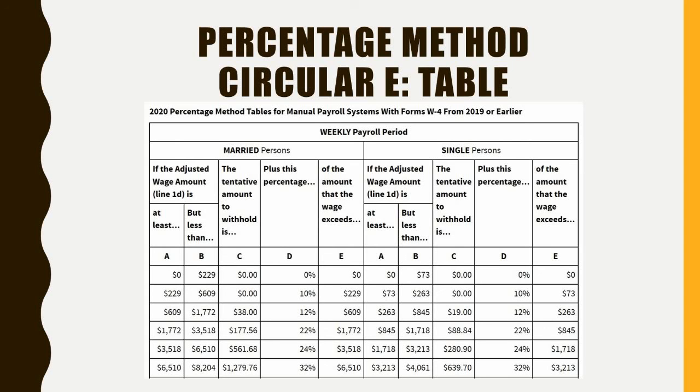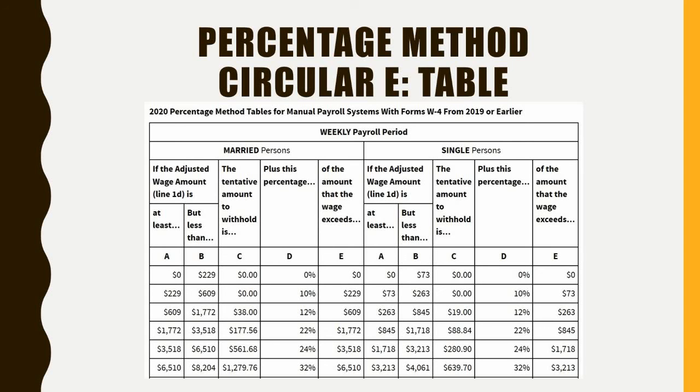If we go right across, column C says the government is going to automatically take out $19 from that paycheck. Automatically, you're going to get taxed $19. Anything in excess is going to be taxed at 12%. And the government is going to let you keep $263. All right? With this information, we're going to calculate our total withholdings.